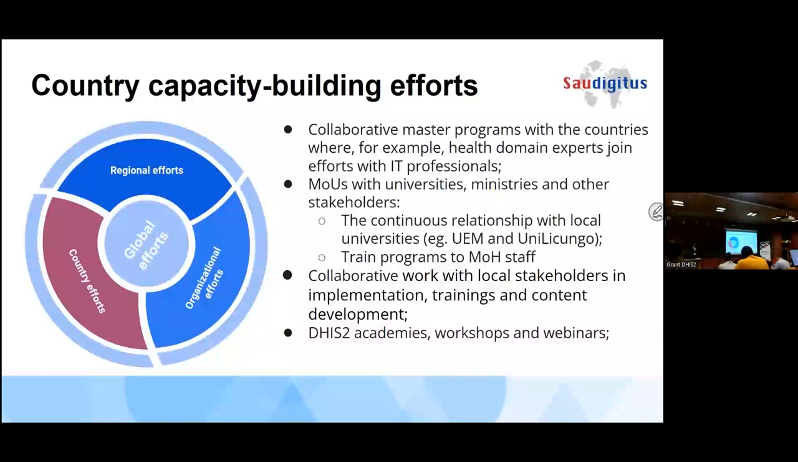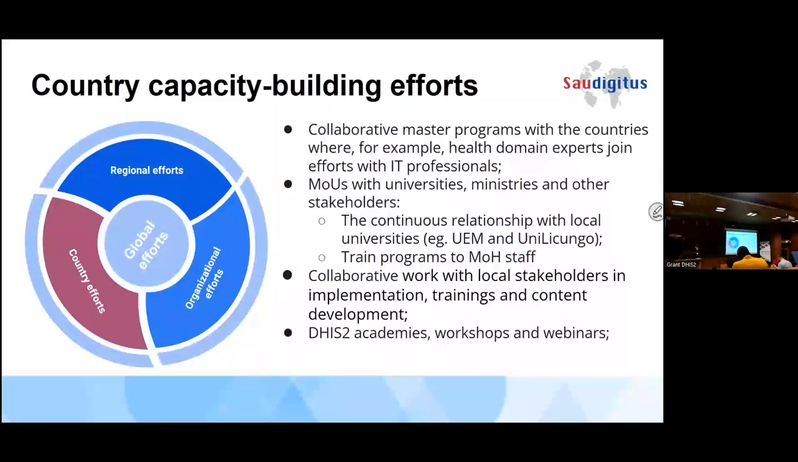So in order to do that, we set up a program which we call an internship program, and the formalization of this internship program is based on the MOU that we have with some universities, and also we are in the process of negotiating with other universities so that the students can spend some time with us, not only learning about the information system area, but also supporting the implementation, linking the theoretical part with the practical part. At the moment, we have a relationship with the Eduardo Mondlane University, and also UniLukung University, both in Mozambique, which is based in one of the regions where we are doing some implementations.